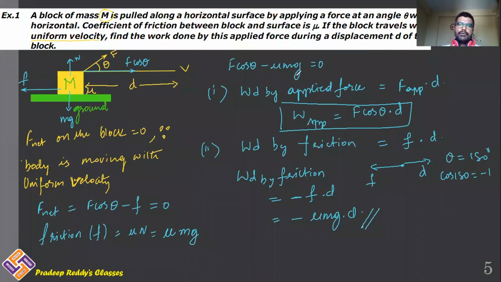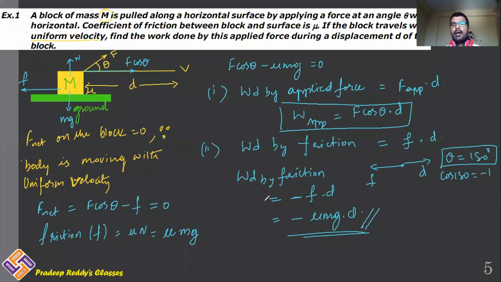Work done by the applied force is positive because the applied force and displacement are both in the same direction. Whereas in the case of friction, the friction is on the left side and the displacement is on the right side, so the angle is 180 degrees. Therefore the work done by friction you are getting as negative.